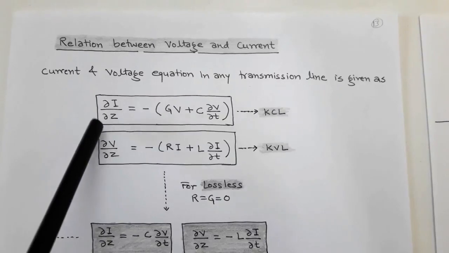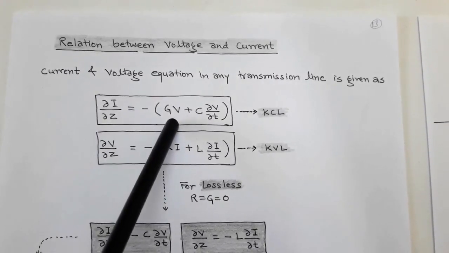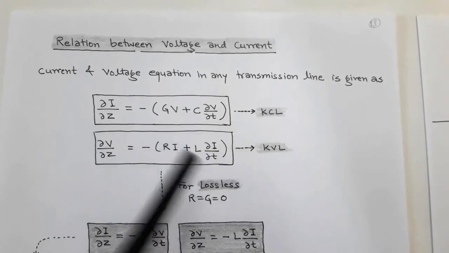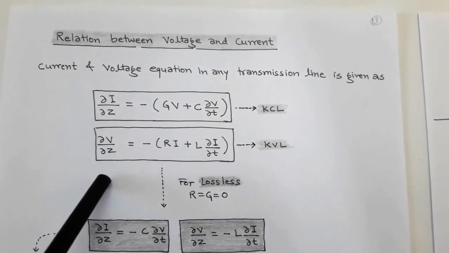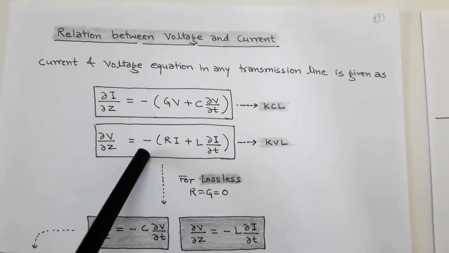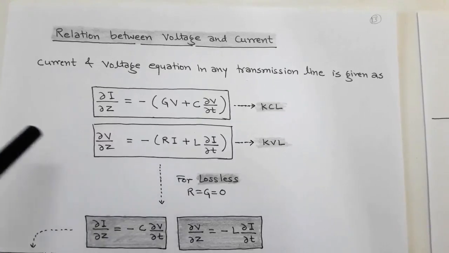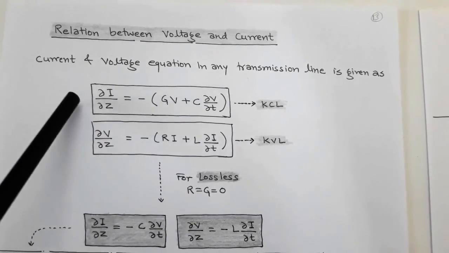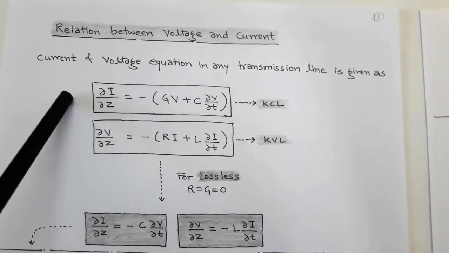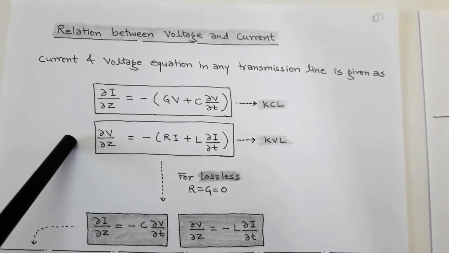The current equation is del I upon del Z equals minus within bracket GV plus C del V upon del T. And the voltage equation is del V upon del Z equals minus within bracket Ri plus L del I upon del T. So these are the two equations of the transmission line. First is the current equation and second is the voltage equation.